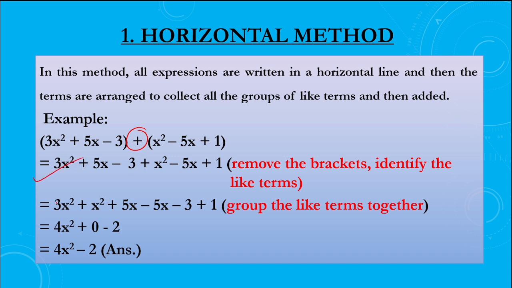In the next line we write the like terms or group them: 3x square, then first we write plus x square, then plus 5x minus 5x, then minus 3 plus 1. Now addition: 3x square plus x square, that is 3 plus 1, so 4x square. Now 5x minus 5x cancel because 5 minus 5 is 0. So we write 0. Now minus 3 plus 1, here are different signs. Subtract 3 minus 1, that is 2, bigger number's sign, that is minus. So the answer is 4x square minus 2.